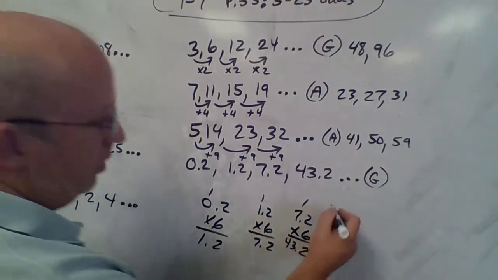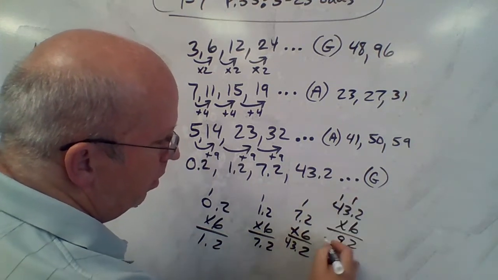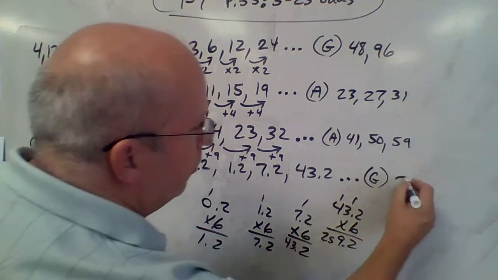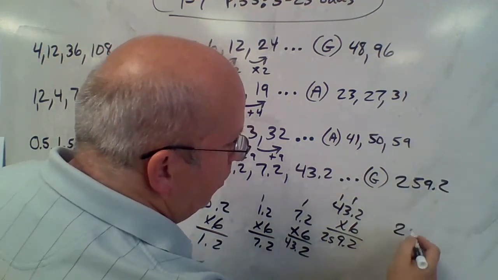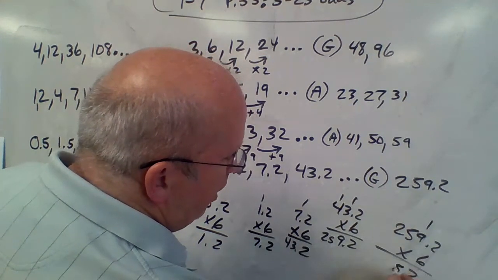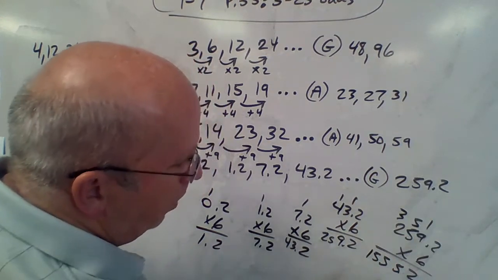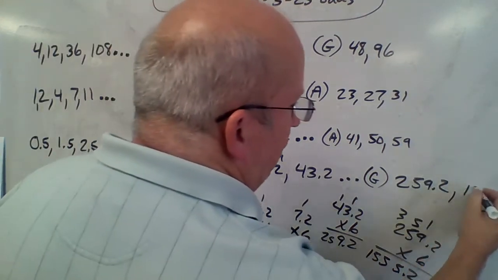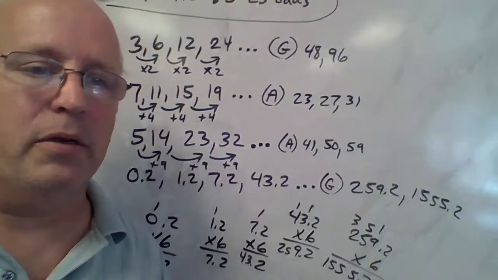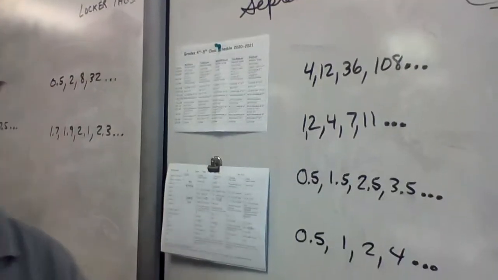And how do I find the next one in the pattern? By multiplying by 6. I get 259.2. And the next number after that, multiply by 6 again. 1,555.2. But you might be off the screen there a little bit. Okay, so geometric. Let's try some more problems right here.